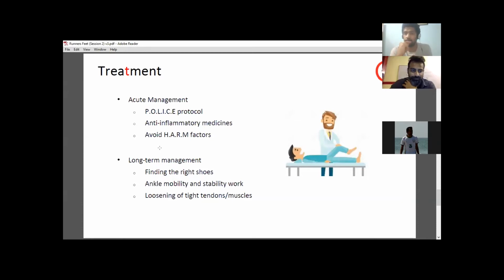That's the acute management. Acute management is also figuring out if it's a fracture, then it's an altogether different thing. We might have to put a plaster or a cast and all of that.